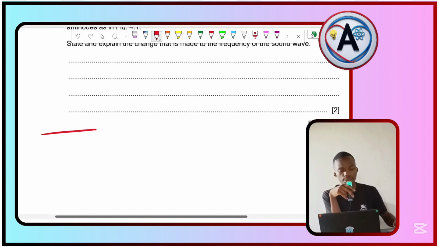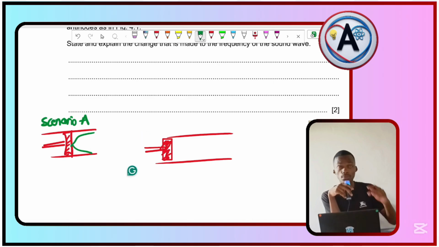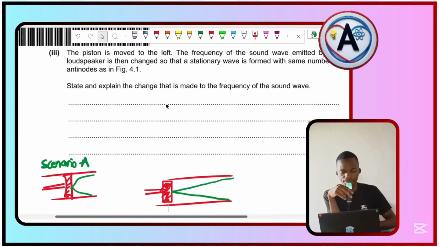So let me simulate it a little bit here for you guys so that you see. That's the whole point of a video, to do these little simulations. Okay, so what's happening is we have scenario A where this is happening, right? That's scenario A. Then we have scenario B where we have moved it further to the left, like this. But I've still formed the same number of antinodes, which was 1 to begin with.